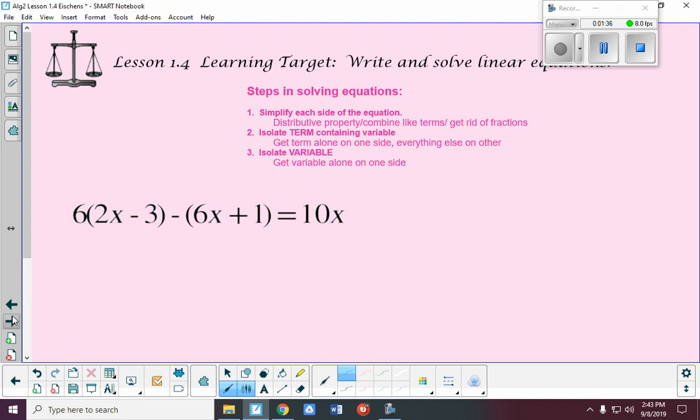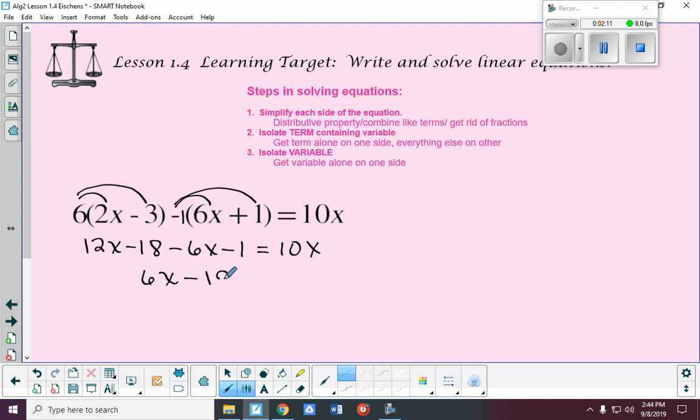All right, in the next problem, we need to first simplify each side. So we have two parts here where we're going to have to distribute. So we have 12x minus 18, and this is like a negative 1 right here. So we have negative 1 times this, negative 1 times this next term. So that would be negative 6x minus 1 equals 10x. And we have to first combine like terms because on the left you have 12x minus 6x. So really what you have is 6x, and minus 18 minus 1 is a negative 19, and that equals 10x.